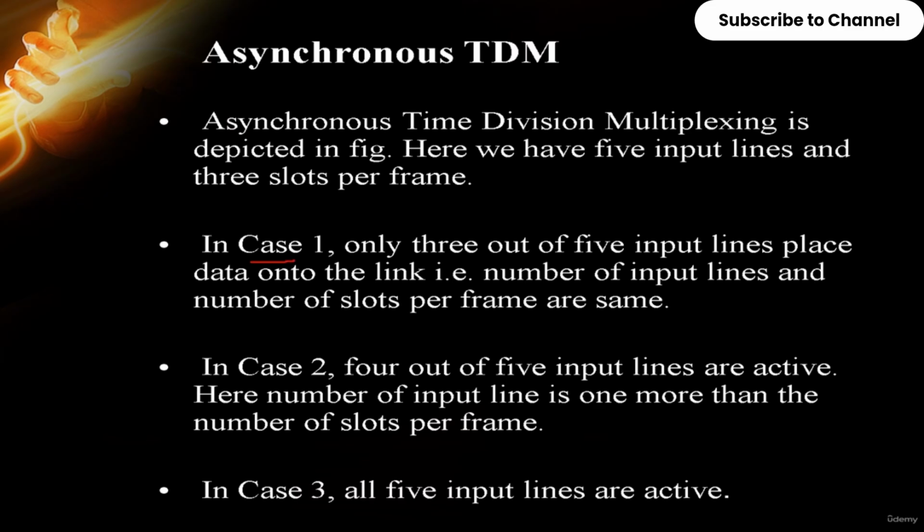The first case, according to the previous example with five devices, has five input lines placed on the data link. That is, the number of input lines and the number of slots per frame are the same: both five input lines and five slots. In the next case, 4 out of 5 input lines are active. Here the number of input lines is one more than the number of slots per frame. Finally, all 5 input lines are active.